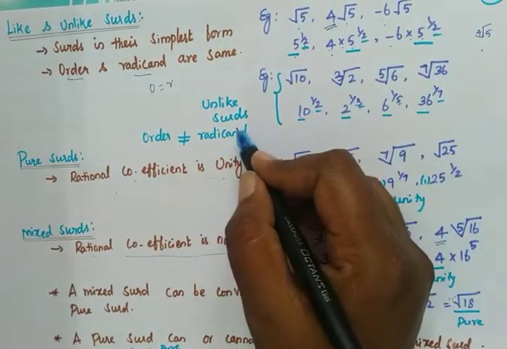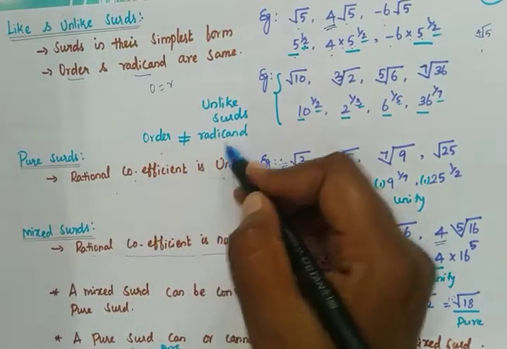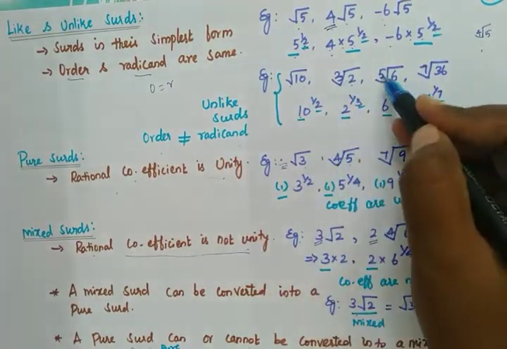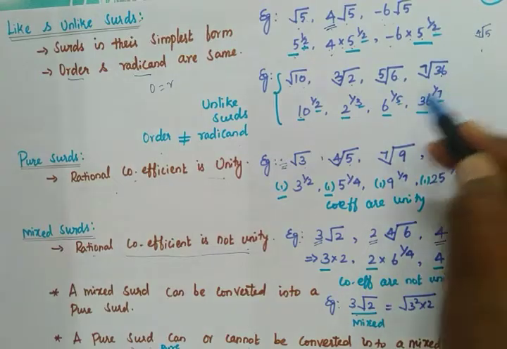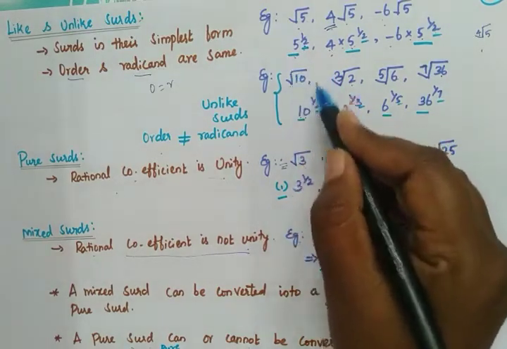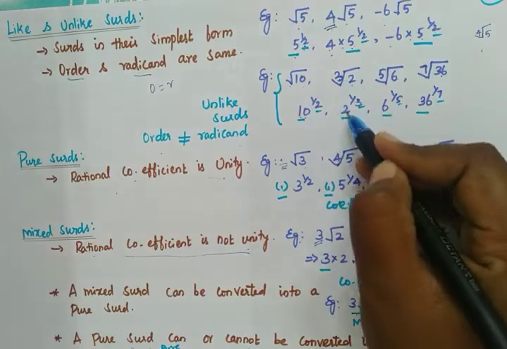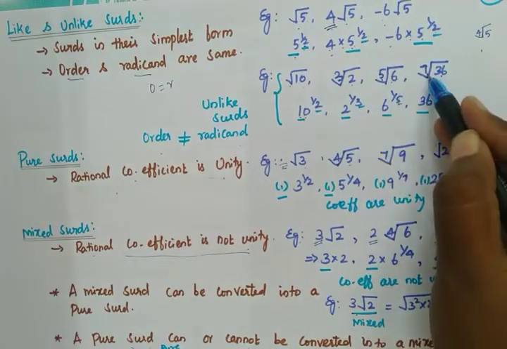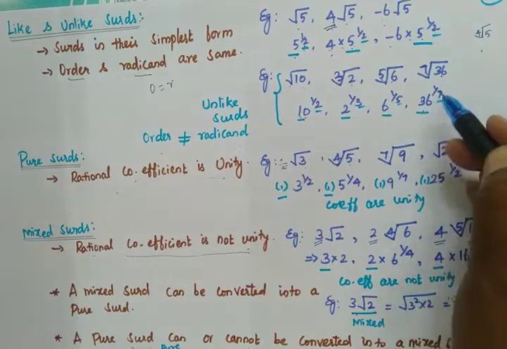Then what is an unlike surd? Order is not equal to radicand. For example, here we have root 10, 3 root 2, 5 root 6, 7 root 36. So here we have 10 power, this root represents 1 by 2. And here we have 3, so 2 power 1 by 3. Here we have 5, 6 power 1 by 5. And here we have 7, 36 power 1 by 7.